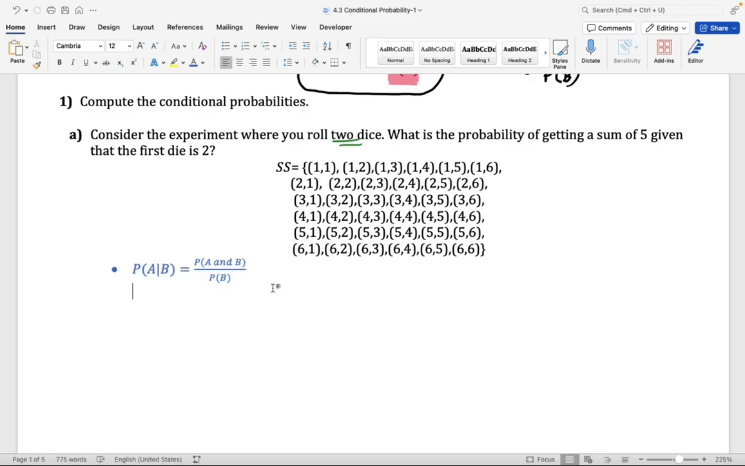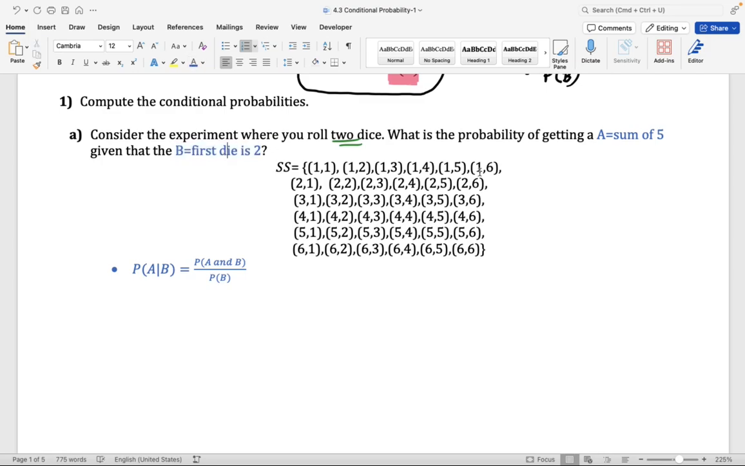So here we should already be thinking this is a conditional probability. Let's use the conditional probability rule. The probability of A given B is equal to the probability of A and B divided by the probability of B. Now you might be wondering, what's A here? What is B? We get to decide that. We can say A is going to be the event of getting a sum of 5, and B can be the event of the first die is a 2, or first rolling a 2.